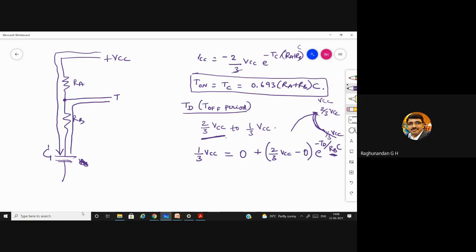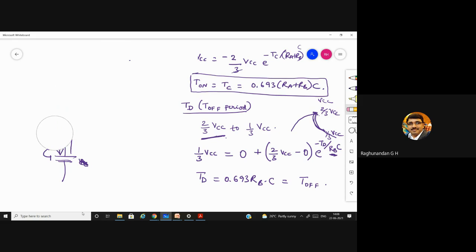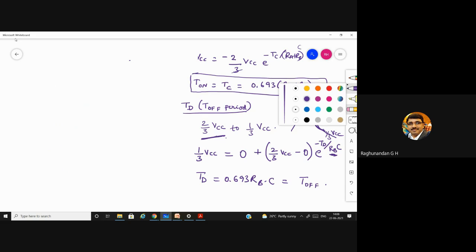Now we need to simplify again, as we did in the last case. After simplifying, we get 0.693 RB into C. This gives the off time. Now we have obtained the charging time and the discharging time. The charging time gives the on time, and the discharging time gives the off time. So the total cycle is T equal to TC plus TD.